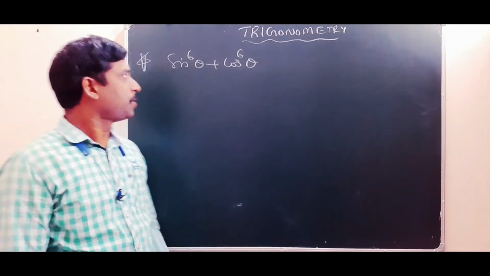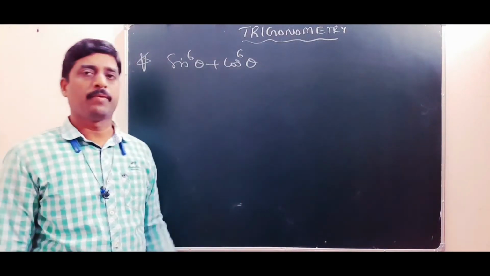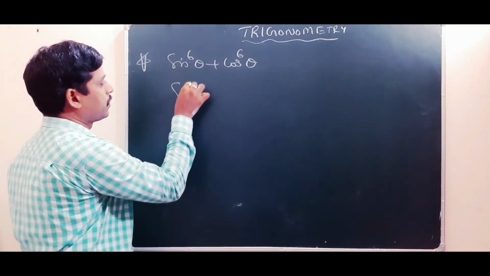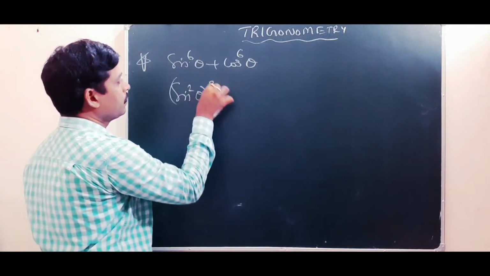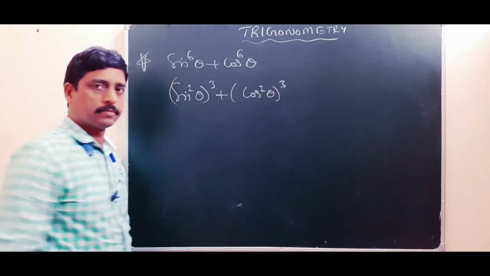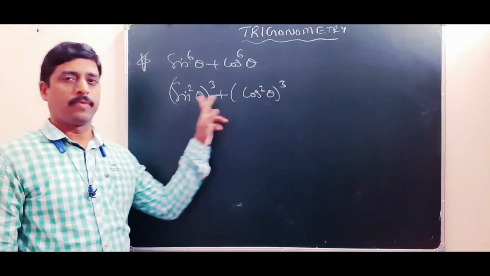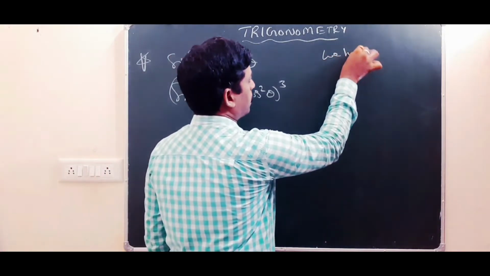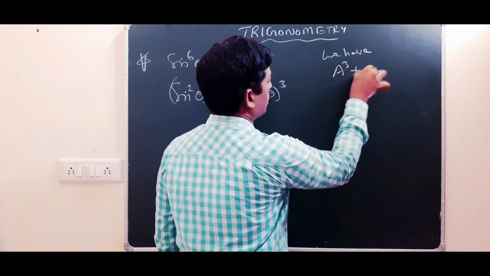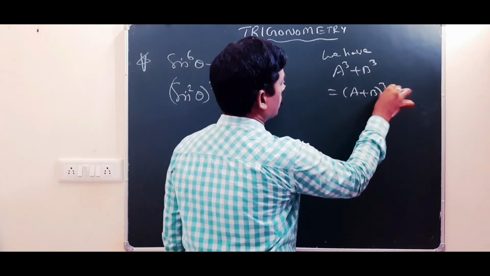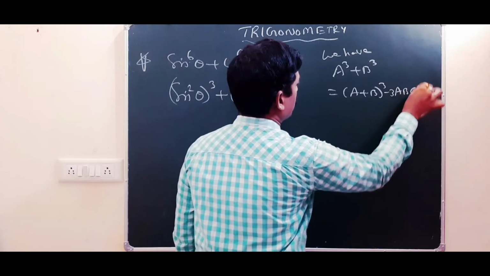Okay, now explain sin to the power 6 theta plus cos to the power 6 theta. Sin to the power 6 theta can be written as (sin square theta) whole cube. This is (cos square theta) whole cube. This is in the form of a cube plus b cube. We have a cube plus b cube equal to (a + b) whole cube minus 3ab into (a + b).